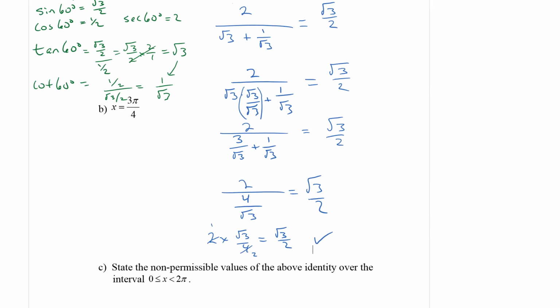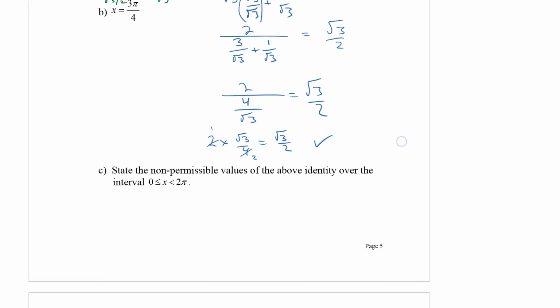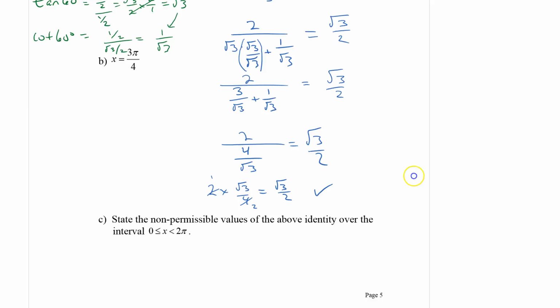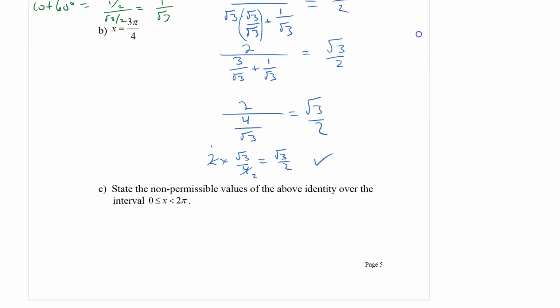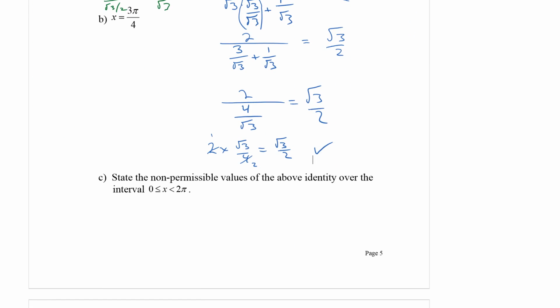And I know the whole complex fractions can look a little bit difficult there. The next part says state the non-permissible values of the above identity over the interval. So let's go and first of all expand this. So secant is the same thing as 1 over cos of x, all over tan is sine over cos, plus cotan, which is cos of x over sine of x, is equal to the sine of x.